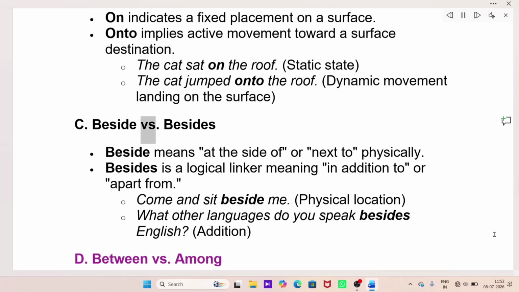C. Beside vs. Besides. Beside means at the side of or next to physically. Besides is a logical linker meaning in addition to or apart from. Come and sit beside me: physical location. What other languages do you speak besides English? Addition. D. Between vs. Among.